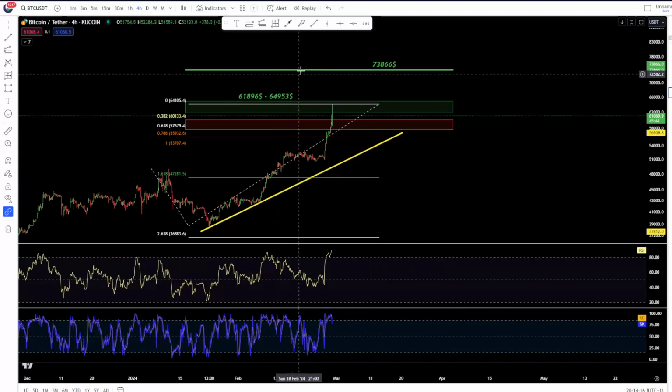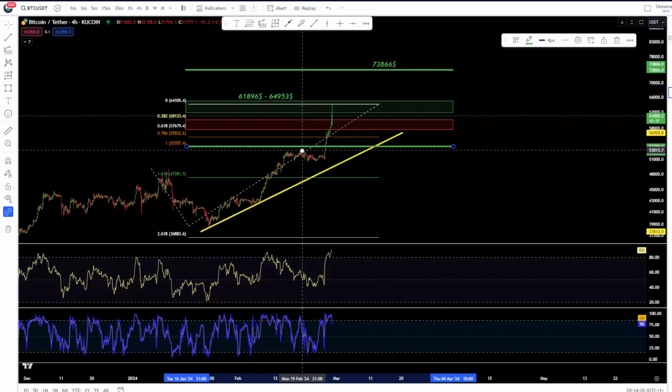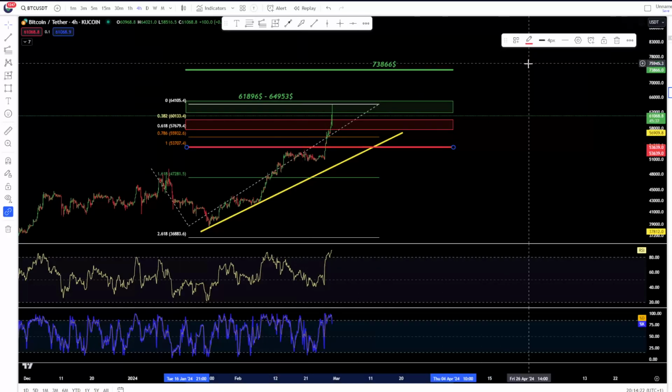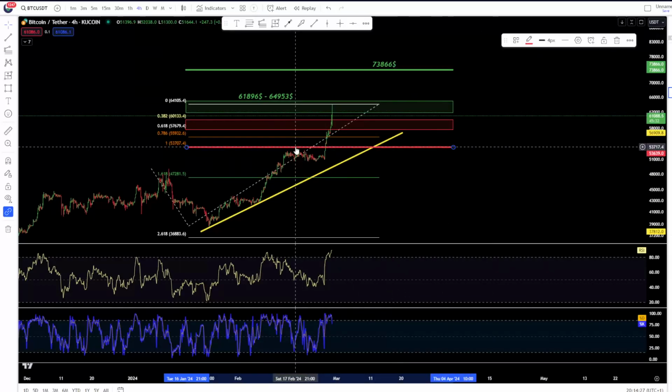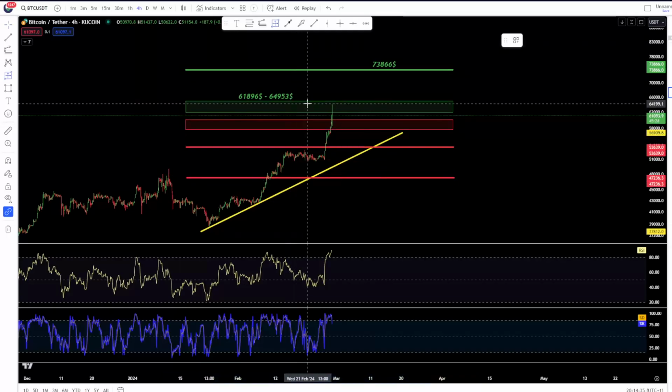Then it is worth keeping in mind the area of $53,639. In a situation of such dynamic declines, we could see the price return even to around $47,000.